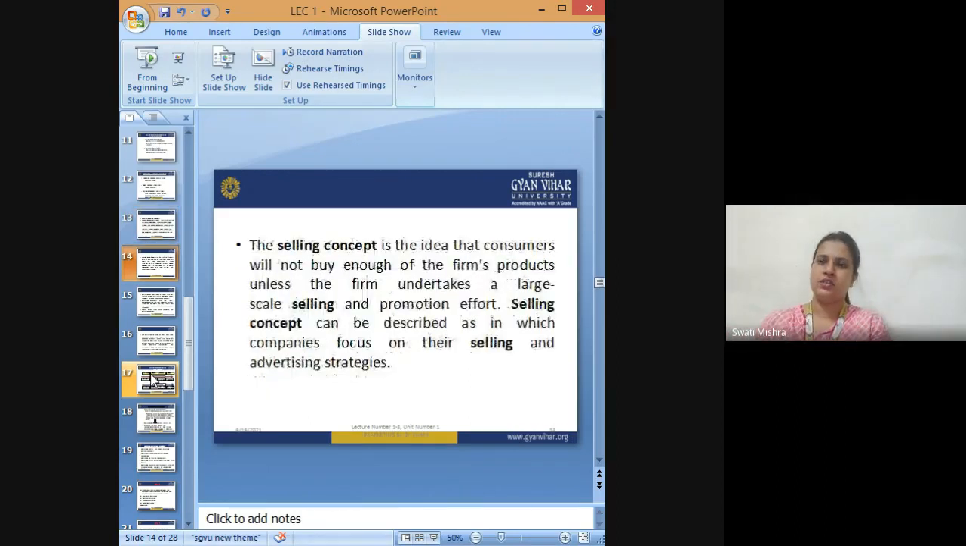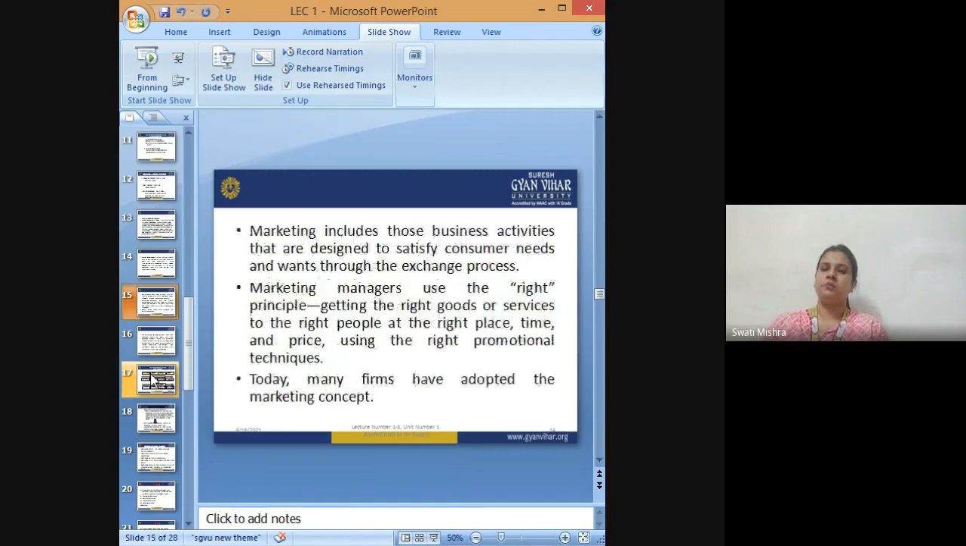The selling concept is basically an idea that consumers will not buy enough of the firm's products unless the firm undertakes large scale selling and promotional effort along with it. So the selling concept can be described as one in which companies focus on their selling and advertising strategies as a whole. When I talk about the marketing concept, marketing basically includes those business activities that are designed to satisfy your consumer needs and wants through the exchange process. Marketing managers use the right principle: getting the right goods or services to the right people at the right place, time, and with the right price.